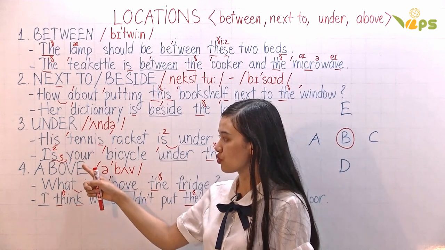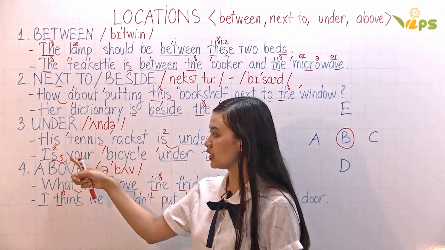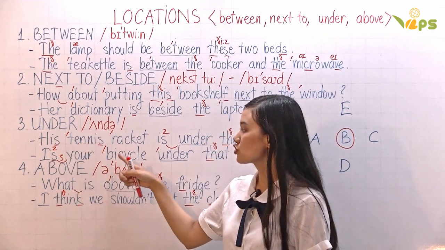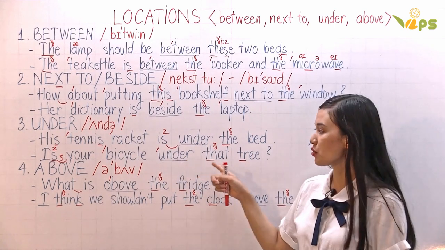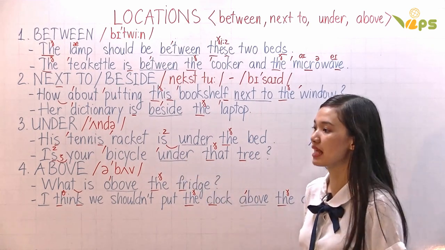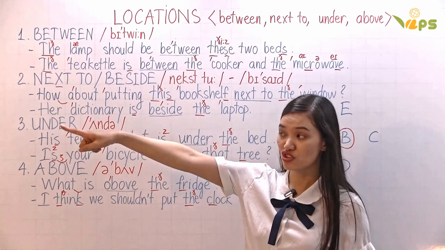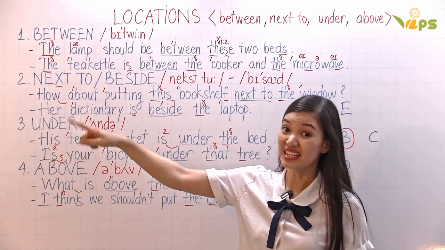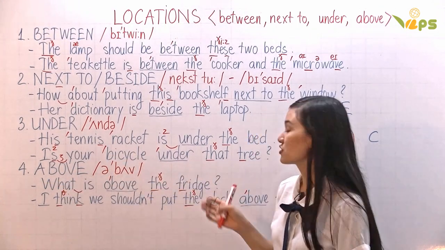You can say "your" to link them together. And why is your bicycle under that tree? Is your bicycle under that tree? That means I'm not sure whether that is your bicycle or not, and then I want to check that. The bicycle that is under the tree, is that yours? Is your bicycle under that tree?